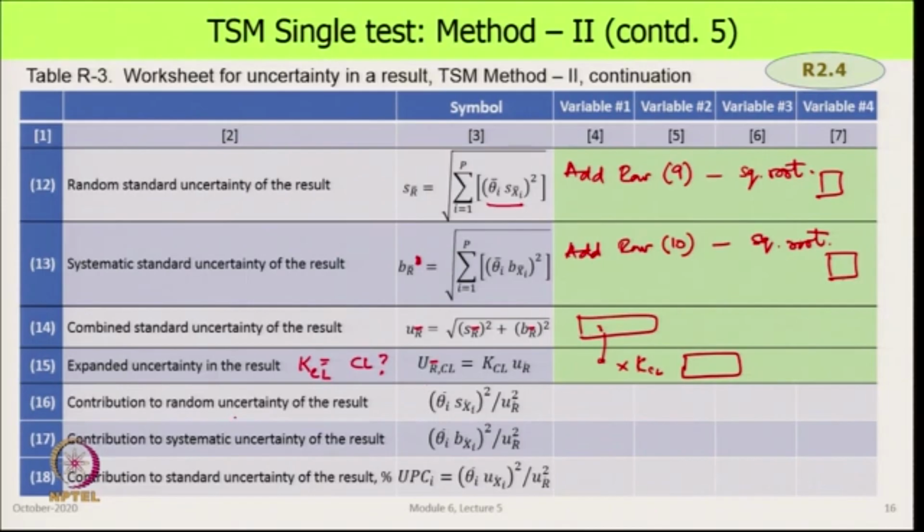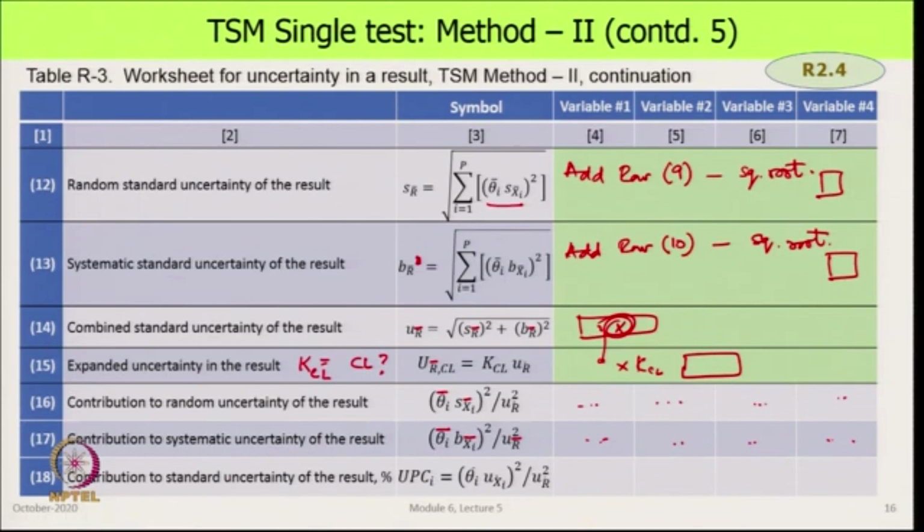So, contribution to random uncertainty of the result from the random standard uncertainty, we can take this number which was in some other row earlier, divide it by this number here, square it and we can put the number here, like that here and so on. Then contributions from systematic uncertainty, we can do the whole thing again, but this time instead of S x_i we have B x_i, each term in the earlier row, and then we get all these.